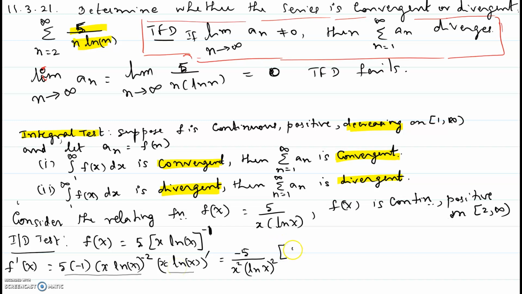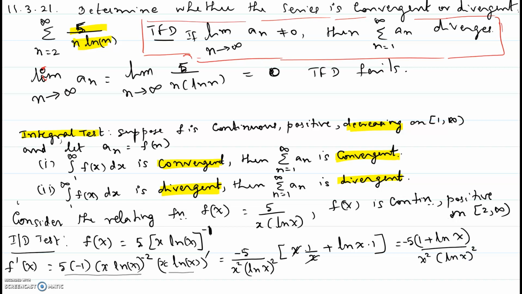For that, we have to apply the product rule. So it is x, derivative of ln x, which is 1 over x, plus ln x times derivative of x, which would be 1. In other words, it would be 1 plus ln x on top, then times negative 5 outside, divided by x squared times ln x the whole square.